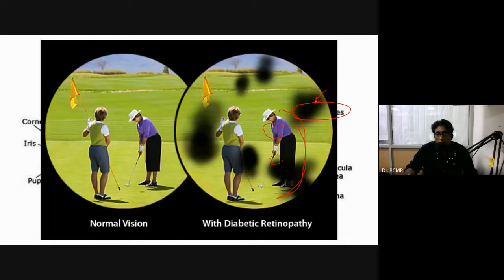This is how it usually looks. A normal person can see as clear as this, and a person with diabetic retinopathy may miss spots where they cannot see because they are obstructed by hemorrhages or aneurysms.